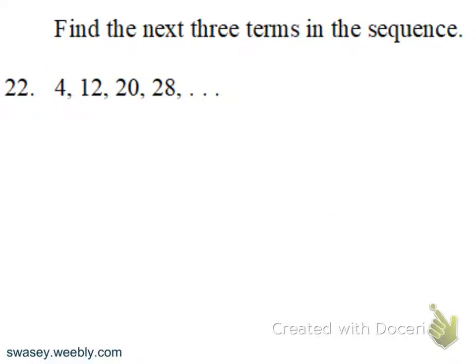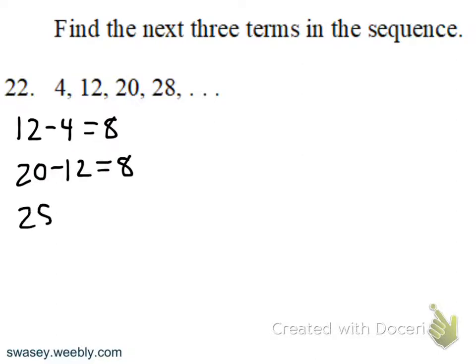Here it says to find the next three terms in the sequence. Well, before we do that, we've got to figure out, is it arithmetic or geometric? Those are the two types of sequences we've looked at. So if you try arithmetic, you take 12 minus 4, that's 8. 20 minus 12, that's 8. 28 minus 20, that is 8. So it is arithmetic, and the common difference is 8.